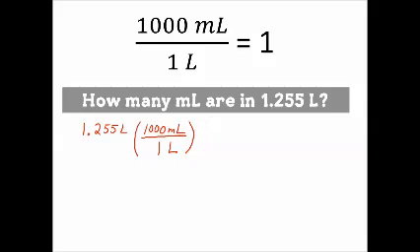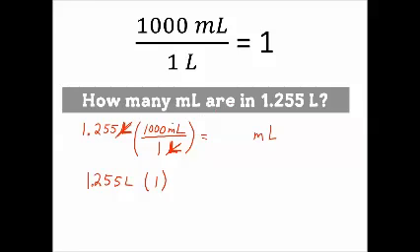Now, since this is equal to 1, it's basically the same thing as multiplying 1.255 liters times 1. I'm allowed to do that, right? Except I want my answer to be in milliliters instead of liters. So when we do this, our units on the top and bottom cancel out, because like I said, I'm dividing liters by liters. Those are going to cancel out and give us 1.